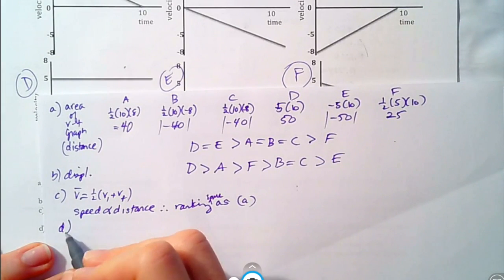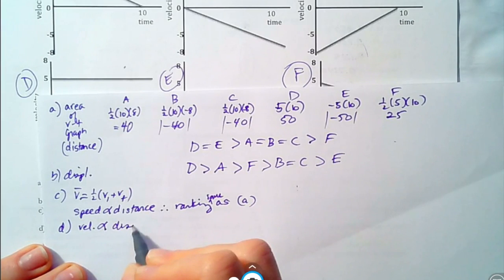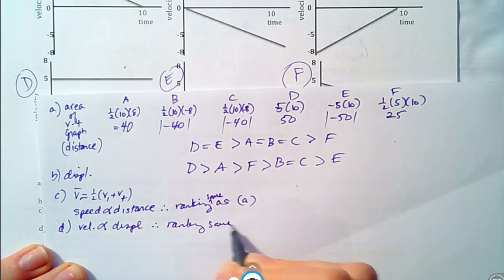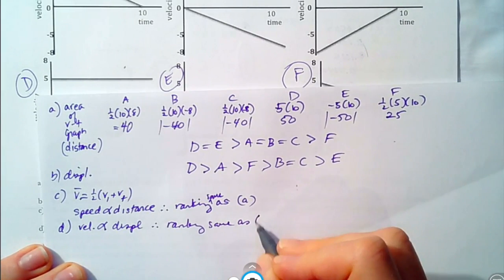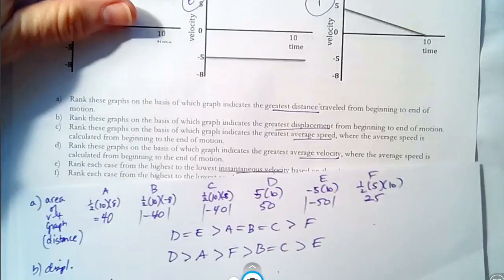For part D, since velocity is proportional to displacement, it's going to have its ranking the same as the displacement ranking, which is B. So you don't have to redo those calculations.